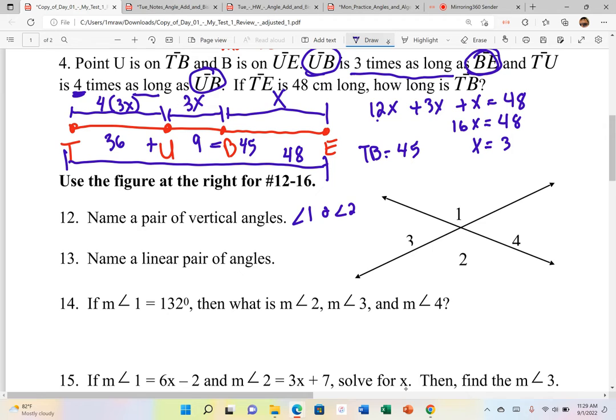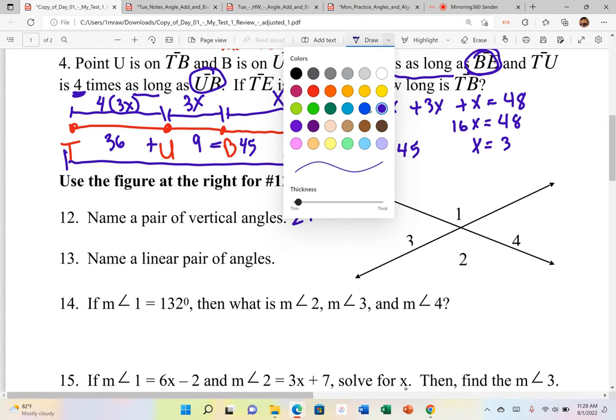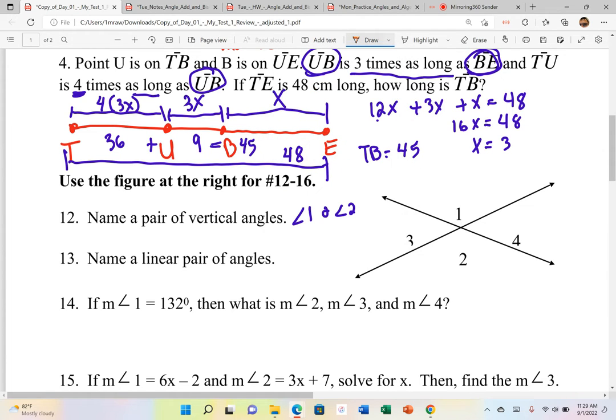Number 13 says name a pair of linear pair angles. Well, linear pair angles are supplementary adjacent angles. Adjacent means they share the same ray, right? Next to. So a pair of linear pair angles, and there are a lot on this, but I'm just going to give it to you: angle 1 and angle 3.